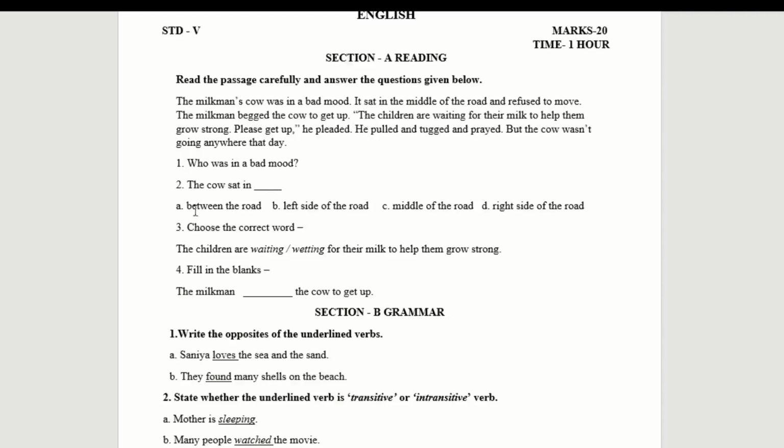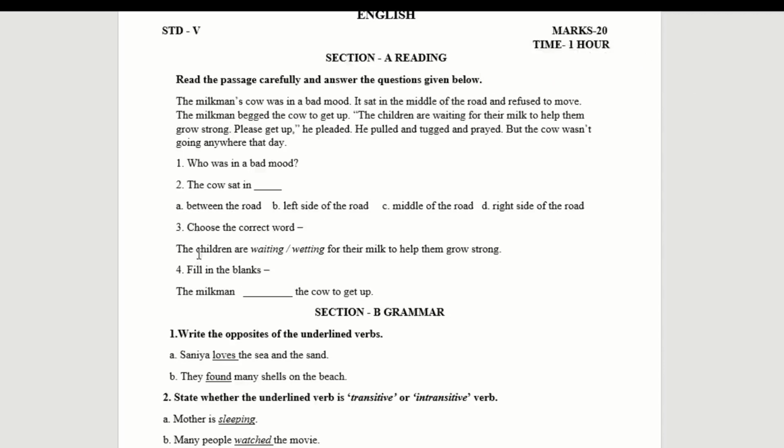So let's see the second question. The cow sat in between the road. The first option, the second option is left side of the road, middle of the road, right side of the road. Yes, the answer is here itself. It sat in the middle of the road. So in the middle of the road is the correct answer for the second question. So you can locate that answer also. But don't write right now. Please wait for all the answers.